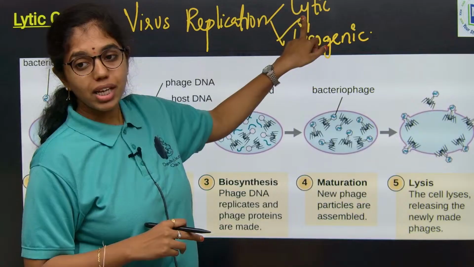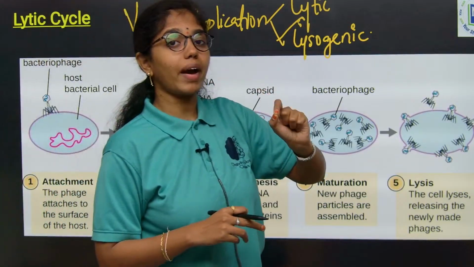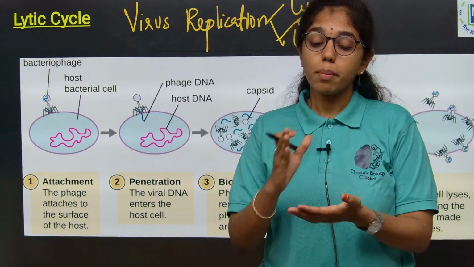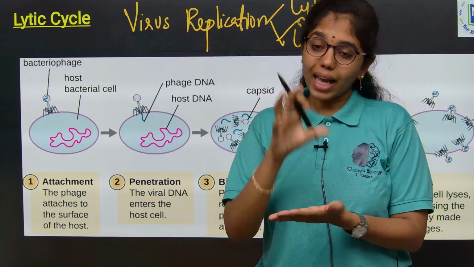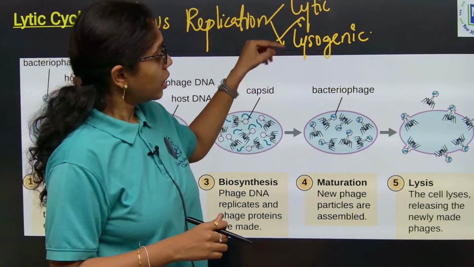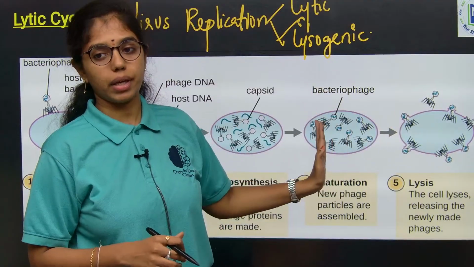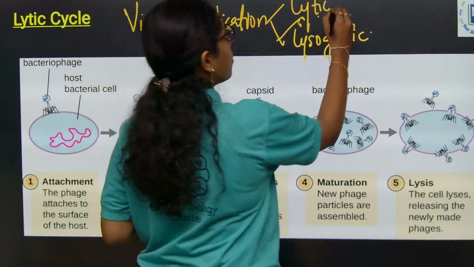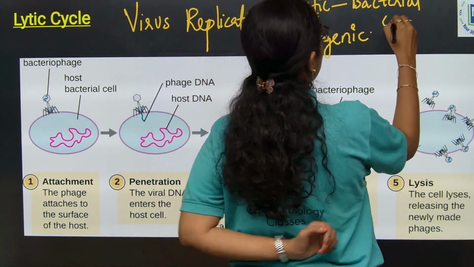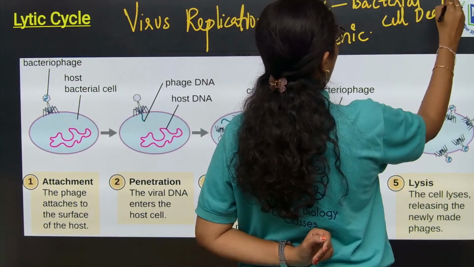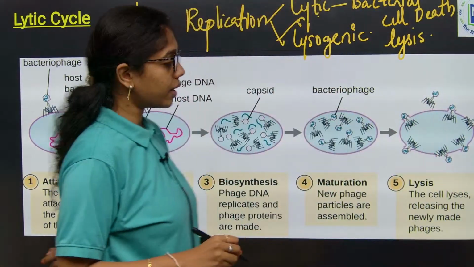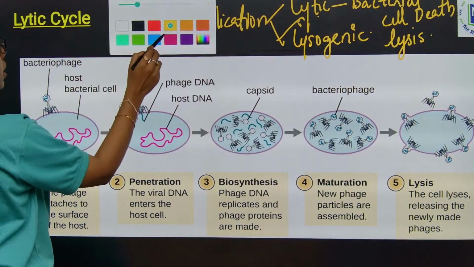Whereas through lysogenic cycle, the genetic material of the virus will be integrated into the bacterial genetic material. As such, bacterial cell lysis will not happen. Bacterial cell death will not happen, but the duplication of viruses will be happening. Whereas in lytic cycle, bacterial cell death or bacterial cell lysis will happen. Clear? Next.